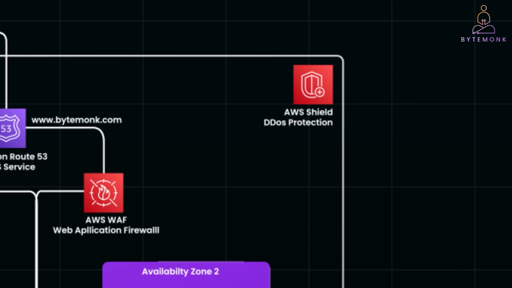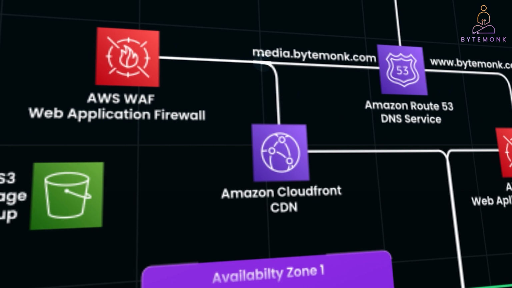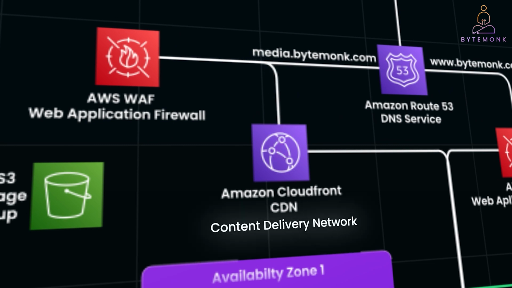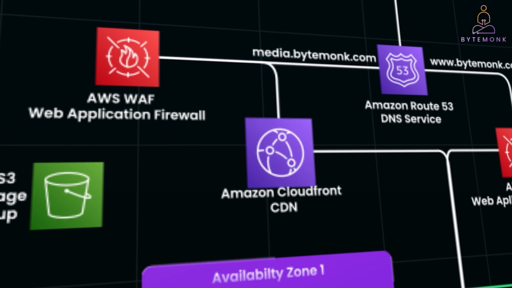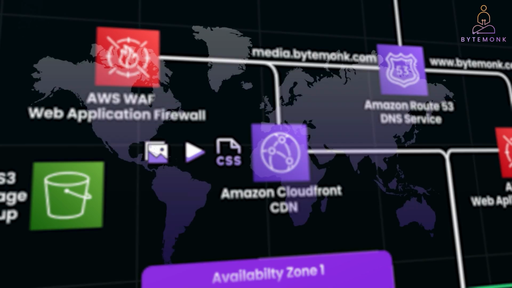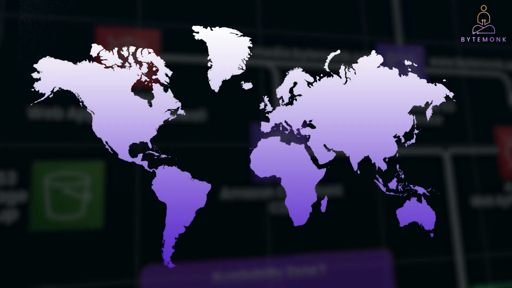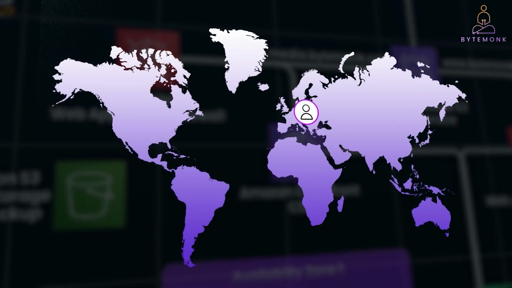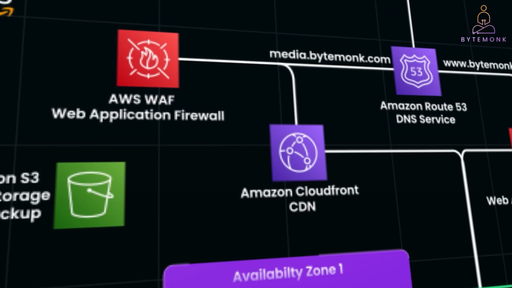Once the request passes through the security guards, it reaches Amazon CloudFront, AWS's Content Delivery Network, or CDN. CloudFront caches static assets like images, videos, and CSS files closer to the user, thanks to its network of edge locations around the globe. In practical terms, let's say a user from Europe accesses a US-hosted site. Instead of pulling every image all the way from the US server, CloudFront can serve cached copies from a European edge location, speeding up load times significantly. So for media-heavy websites, this makes a huge difference in user experience.